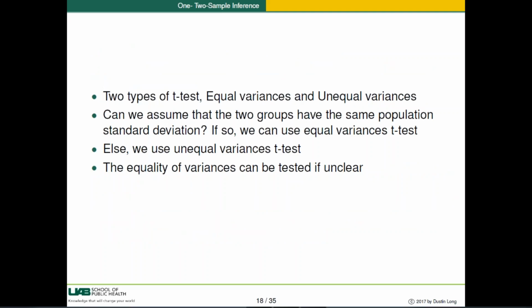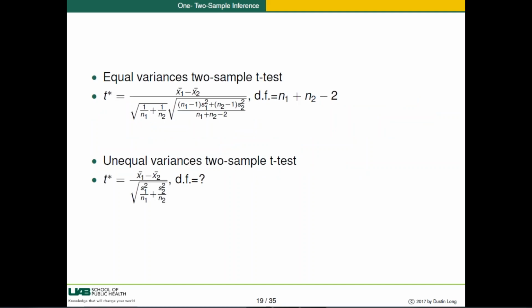There are two types of two-sample t-test: one with equal variances and one with unequal variances. Can we assume that the two groups have the same population standard deviation? Meaning, is the variance among males the same as the variance among females? If I can't do that, then I need to assume an unequal variance t-test. And there are tests to say, are the variances different or not? SAS runs it automatically in PROC TTEST, and you can get it out easily in other software. Testing if the variances are equal.